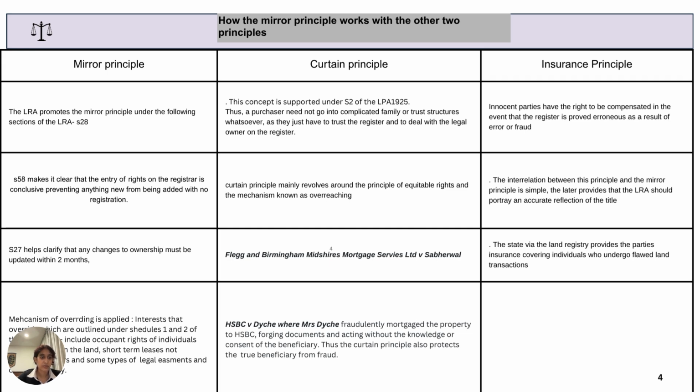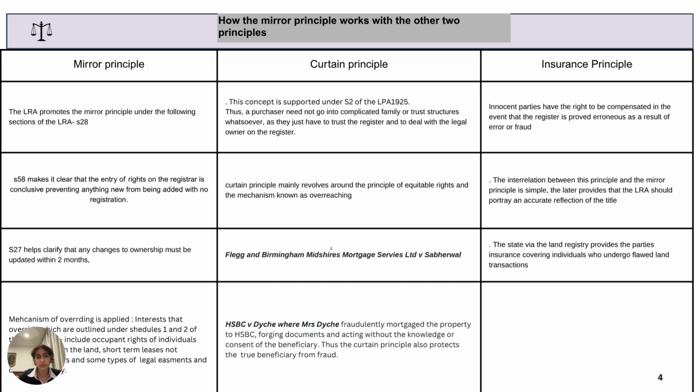Now, the LRA promotes this principle under Section 28. In summary, this states that in the event of any gifted land, the transferee should also be bound by all pre-existing rights that have not been registered. Now, Section 58 also makes it clear that the entry of rights on the register is conclusive, preventing any sort of new information that shall be added. Now, Section 27 helps to understand that any changes to ownership within land must be updated within a time period of 2 months, and thus legal ownership does not pass on until the purchaser applies for this registration.